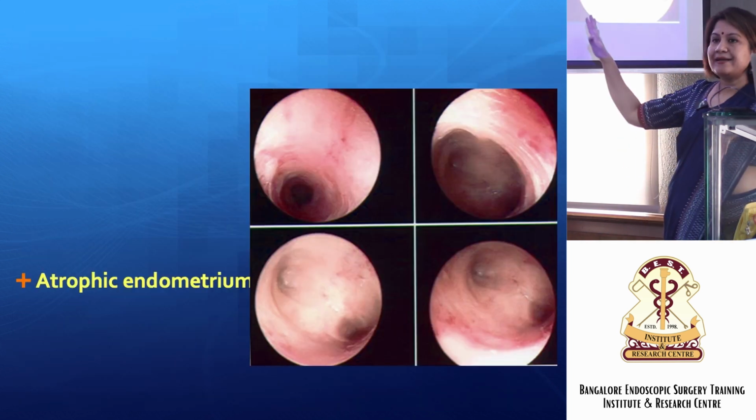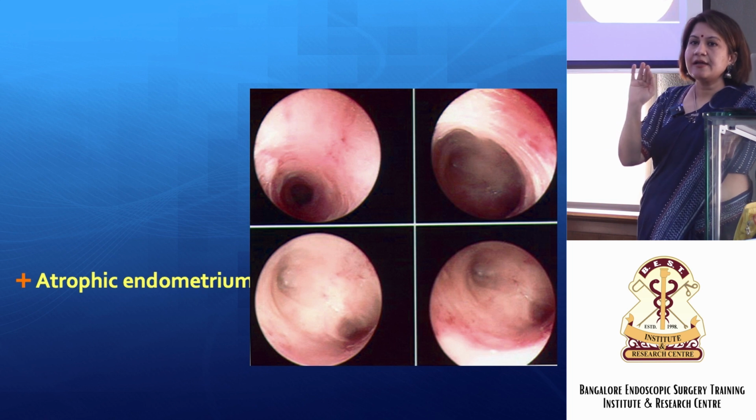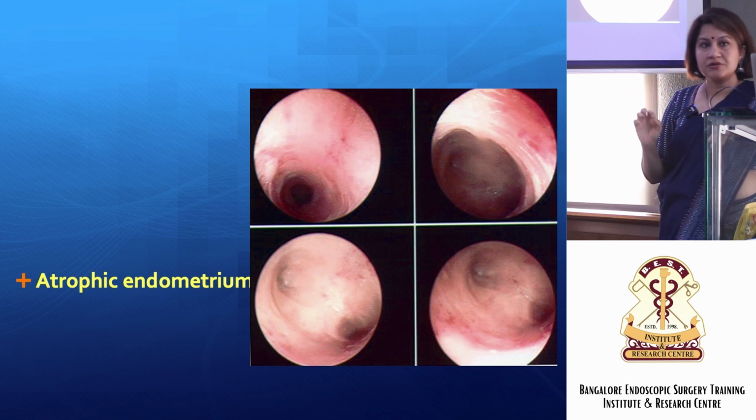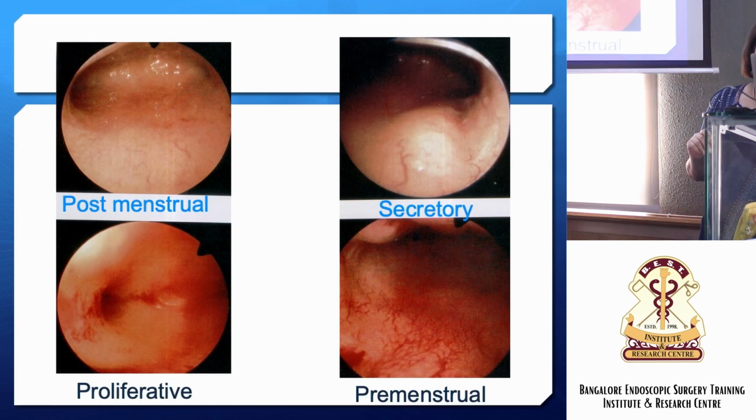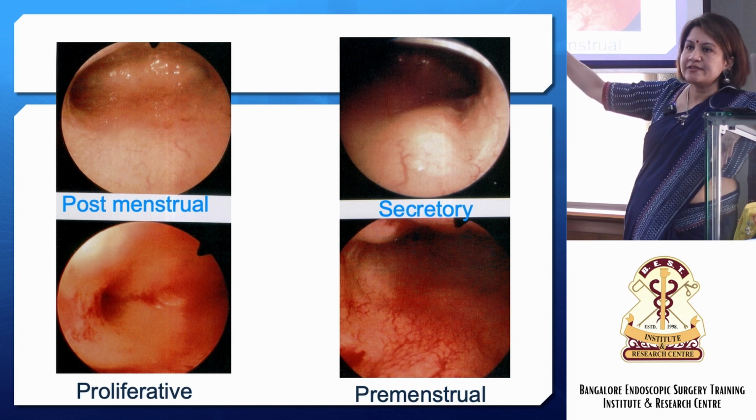Atrophic endometrium will appear completely bland. You can't see any vascularity. You will not see the gland openings either. Now, this is just to give a comparison of different stages. Premenstrual will appear very congested compared to a secretory.